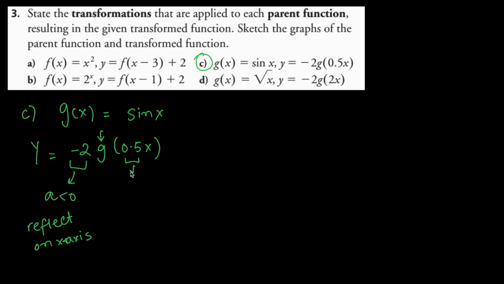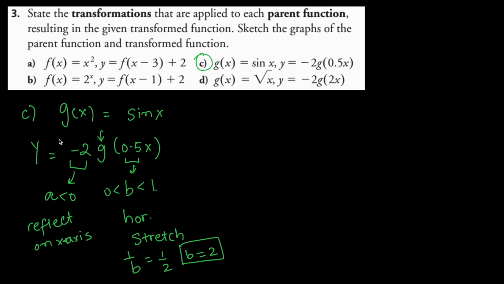And here, this is b. Anything that is being multiplied by x is b. If b is 0.5, that means 0.5 lies between 0 and 1. If b is between 0 and 1, I have a horizontal stretch. So 1 over b is actually 1 over 0.5, which is 2. So I have a stretch of 2 units. Similarly, the reflection has occurred by a factor of 2.